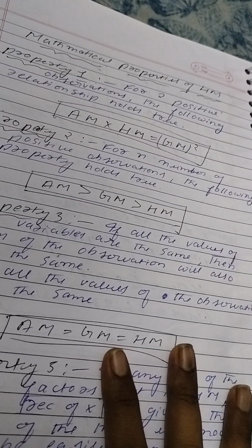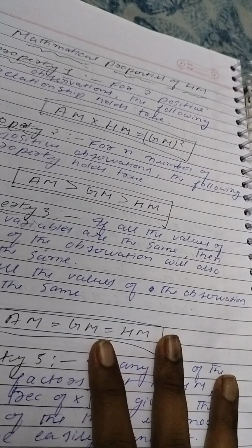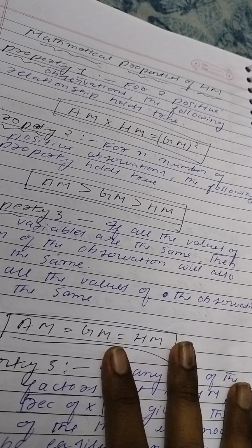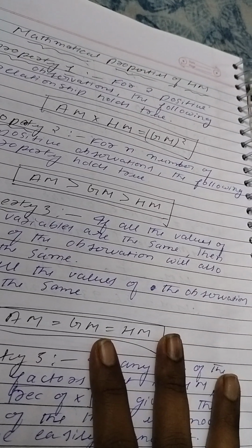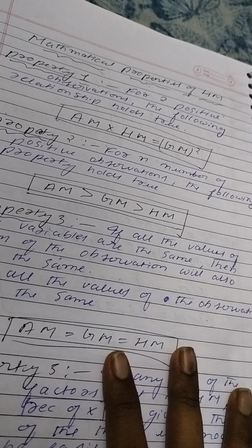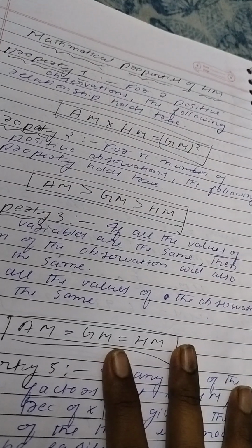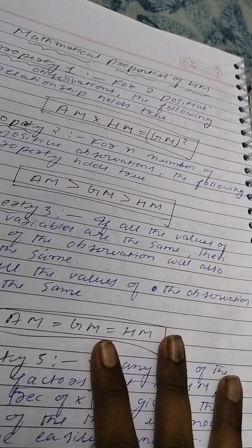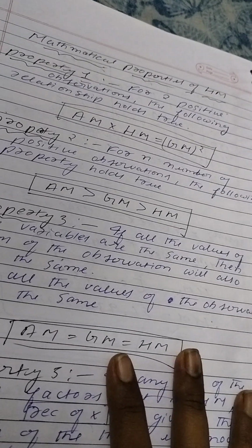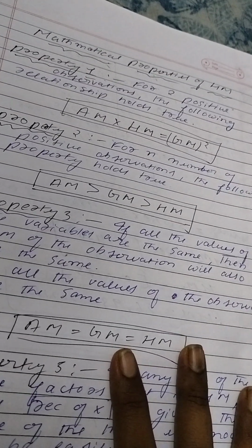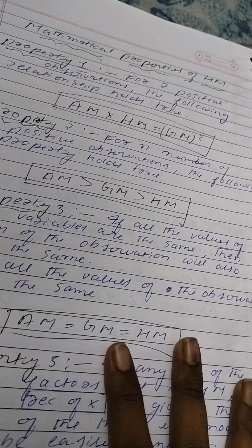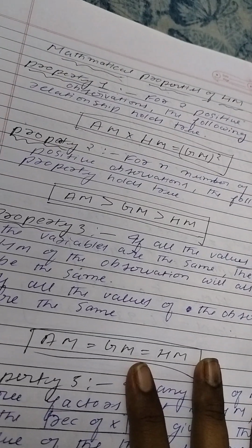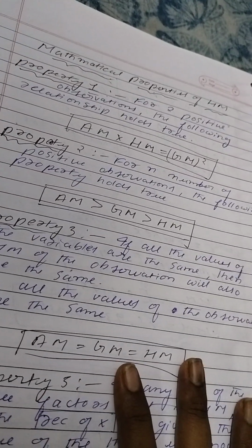Why is it so? Because of the fluctuations, the weightage of the high values or the low values. I mean to say that large observations are highly effective in the arithmetic mean. On the other hand, the deviations in the geometric mean or harmonic mean are comparatively very low compared to the arithmetic mean. Okay, so here there is property 3.